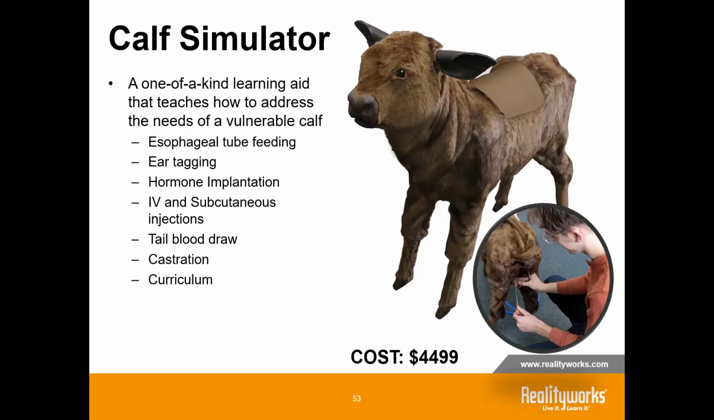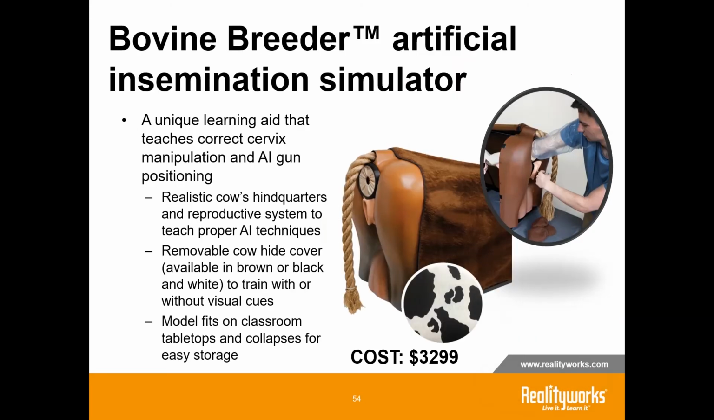We also have a calf simulator, a life-size calf simulator, that allows you to actually do esophageal tube feeding, making sure you're doing it correctly, that it's coming into the correct area. Then you also have ear tagging, hormone implants, injections, blood draws on the tail, and also castration, allowing you to know how to do correct castration on your animal.